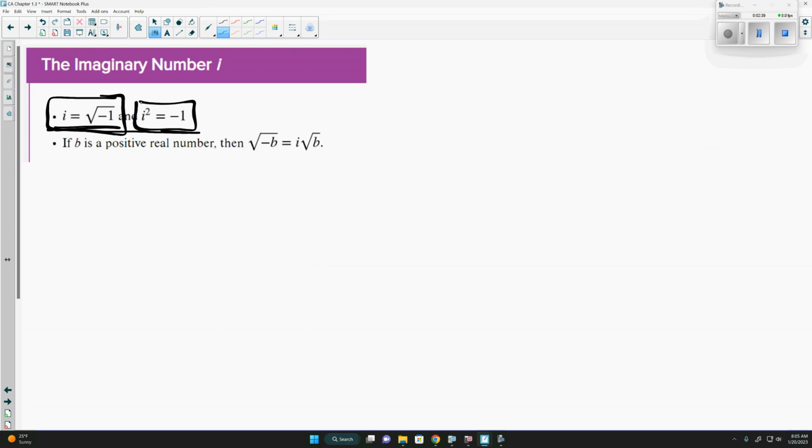So we have these here. If b is a positive real number, then the square root of -b is i times the square root of b. And when we work through these, we'll have to be switching this here. We can't just multiply them together with the negative. We have to apply this first and then go from there.